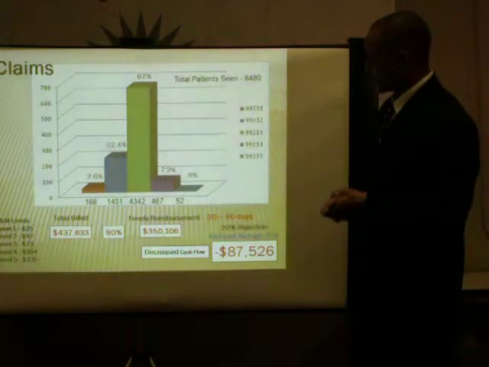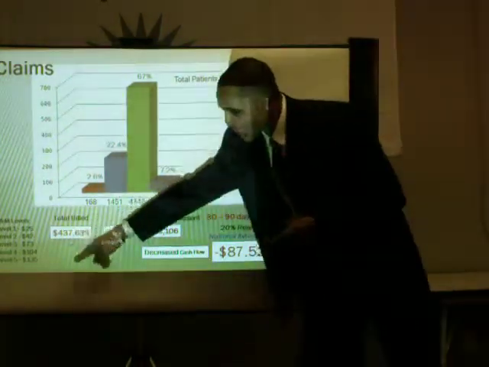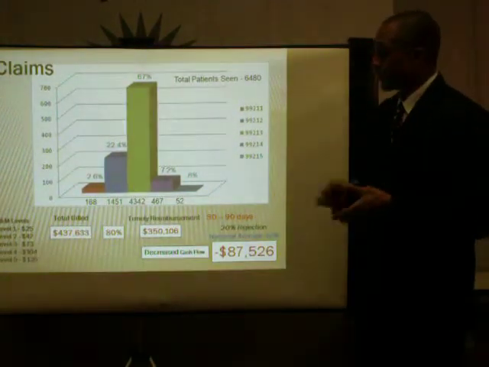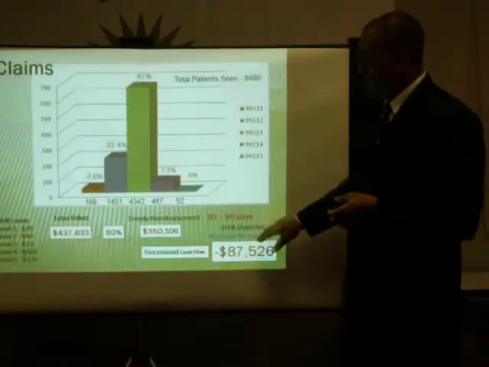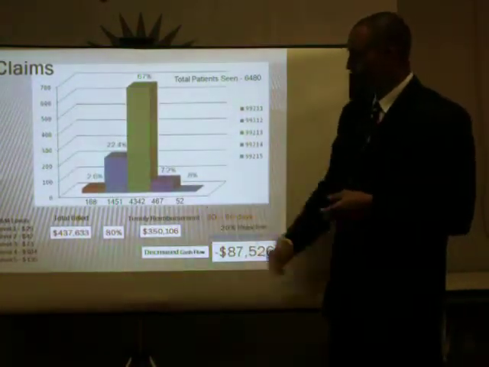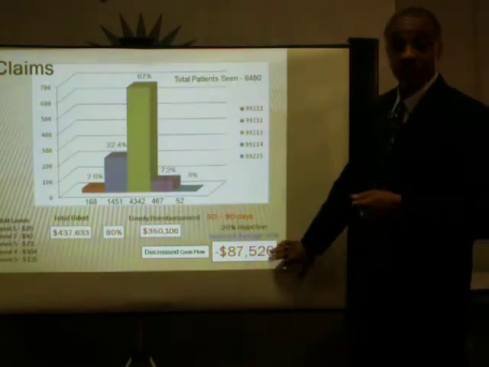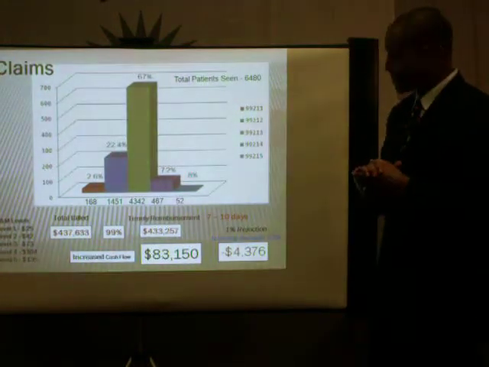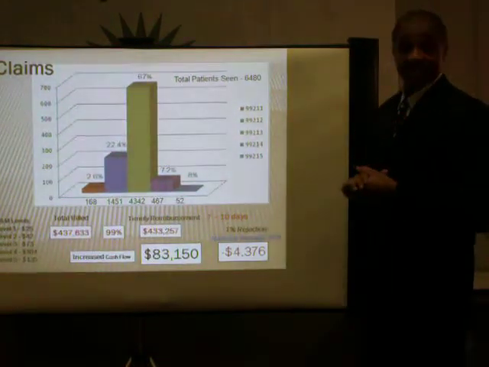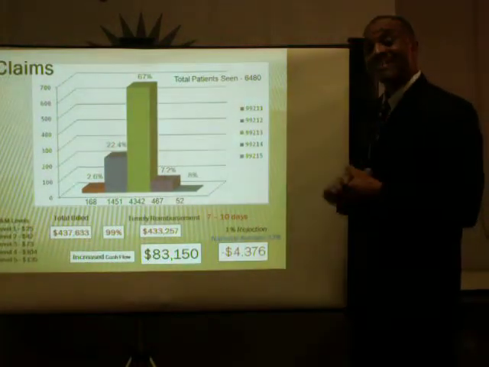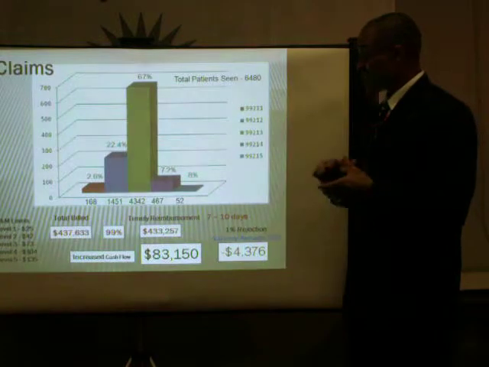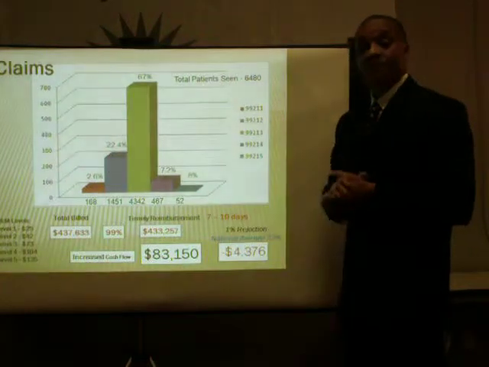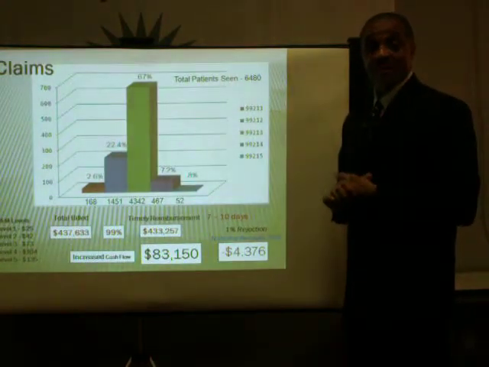And we said this particular practice, they submitted all these claims, and this is what they were paid for the service level codes. So they billed a little over $437,000 for the year. 20% were rejected, so they were paid, if you will, $350,000. That's a decreased cash flow of $87,000. Now, with the EMR solution, you can get that number down to 1%. Not only that, you can get your money back within 7 to 10 days. Same scenario, you just increased your revenue by 3 months, $83,000, by using an EMR solution.